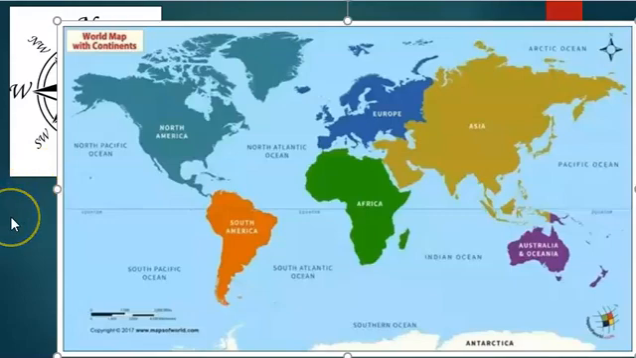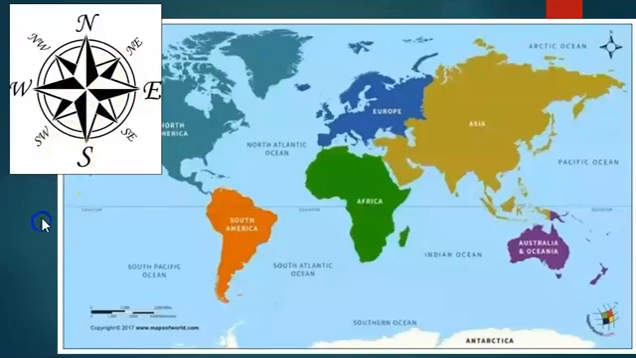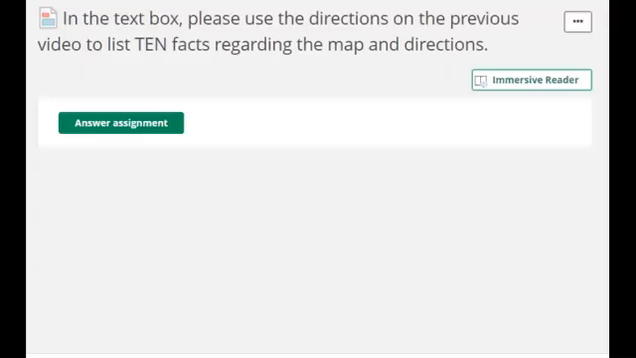So if you need to pause this video and rewind and watch that again, it's important that you understand how this map works. So on It's Learning, I'm going to have a page that just has this map, and you're going to need to use the compass rose right here to complete your activity. Now I will explain exactly what the activity is. When you get to this page in the playlist, you will see it says, in the text box, please use the directions on the previous video to list 10 facts regarding the map and directions.